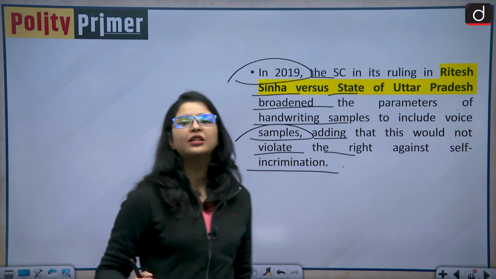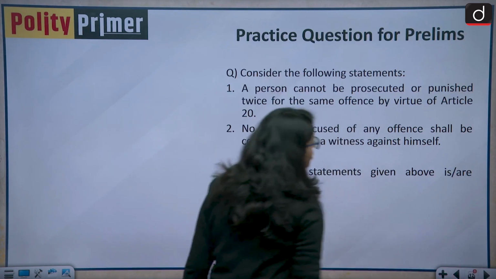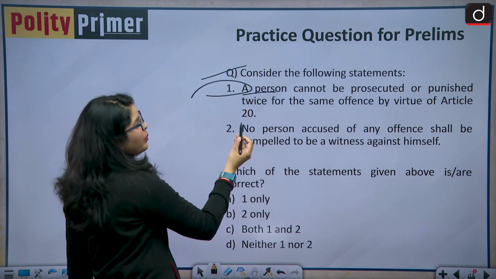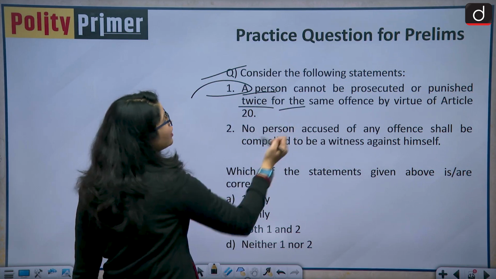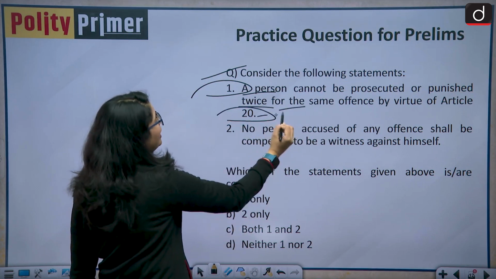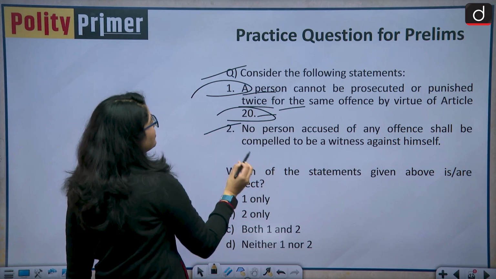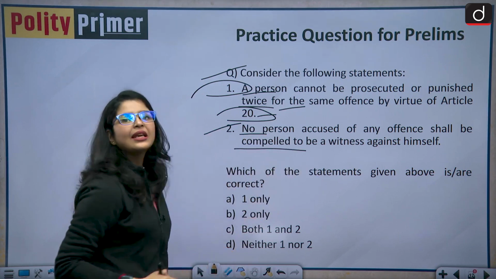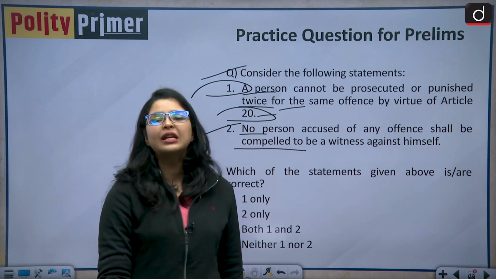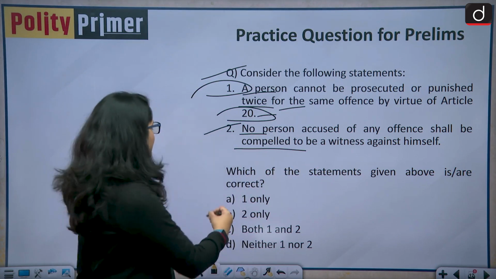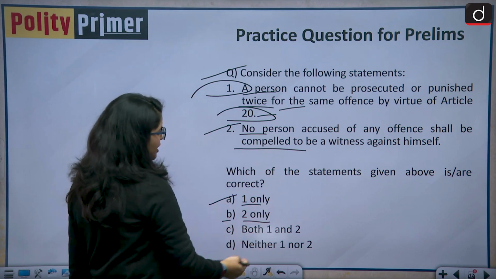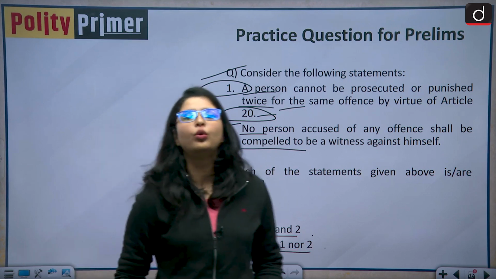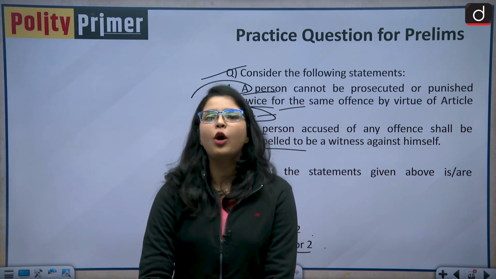Now, let us see a practice question for your prelims examination. So, the question is, consider the following statements. Statement number 1 is, a person cannot be prosecuted or punished twice for the same offence by virtue of Article 20 of our Indian Constitution. Statement number 2 is, no person accused of any offence shall be compelled to be a witness against himself. Which of the following statements given above are correct? Option A is 1 only, option B is 2 only, option C is both 1 and 2, and option D is neither 1 nor 2. Kindly drop your answer in the comment box below.